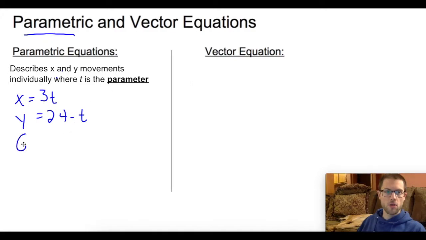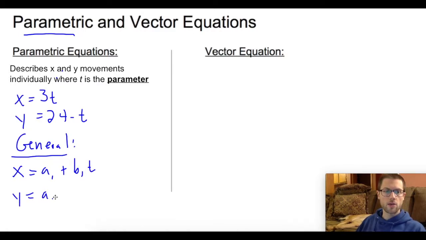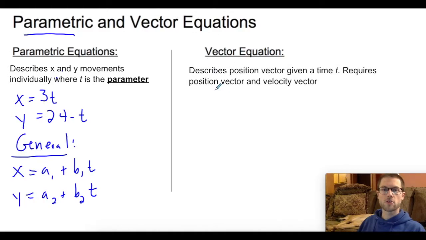And in general, we have parametric equations in the form x equals a1 plus b1t, and then y is going to equal a2 plus b2t. That's my parametric equation. Vector equations, we just saw an example of that. That describes position vector given a time t. So we need to have a position vector and a velocity vector in order to write this thing.